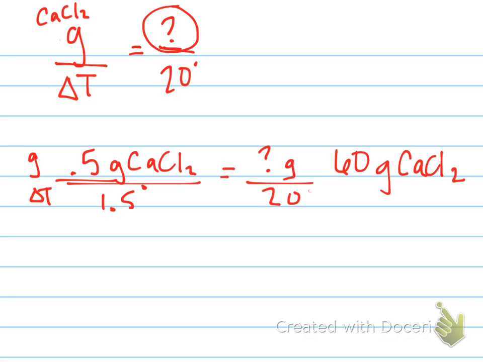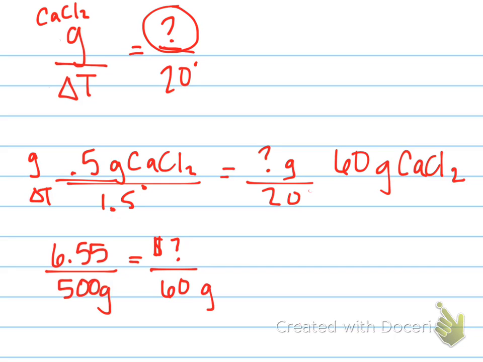Do we see that chart? Calcium chloride costs $6.55 per 500 grams. So how much money is it going to cost me if I need 60 grams? Do we see that proportion? Is our answer in grams? Our answer will be in money for this one. This answer was in grams.